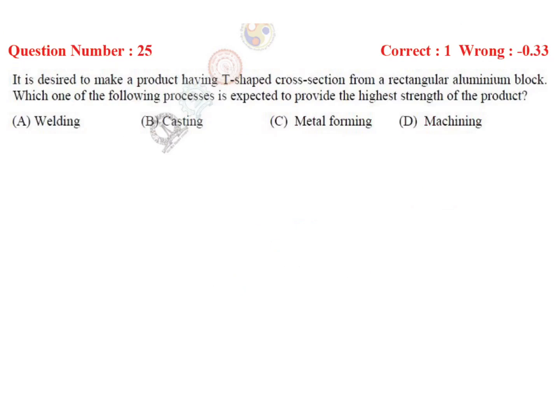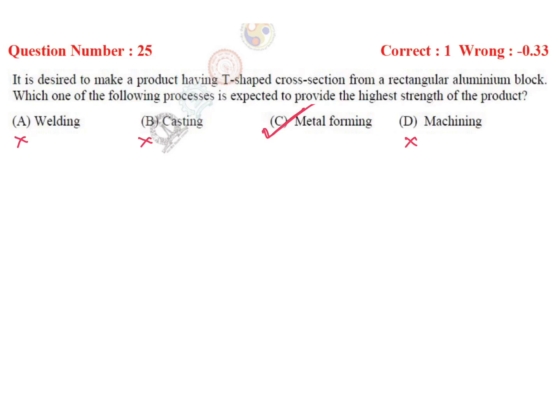It is desired to make a product having T-shaped cross section from a rectangular aluminum block. Which one of the following processes is expected to provide the high strength of the product? High strength we will get in forging, rolling. This type of process will give high strength. So welding not possible, casting also not possible. Metal forming examples are forging, then rolling, extrusion. Machining also not possible.